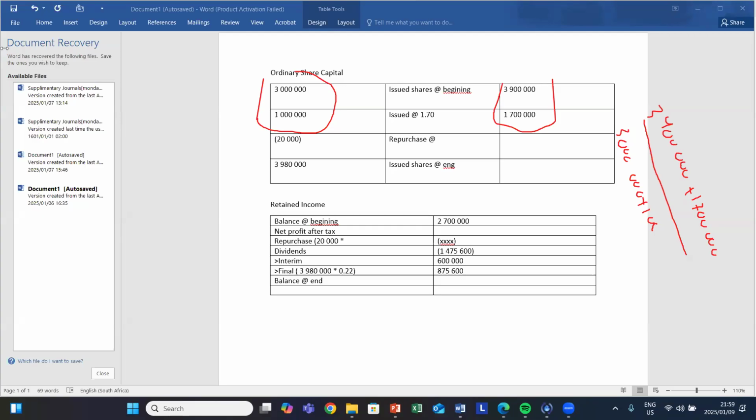So let's do it in a calculator. 3,900,000 plus 1,700,000, divided by 3 million plus 1 million, which amounts to 4 million. And then we'll get your average price as 1.4. So 1.4 will be your average price. You should get an amount of 140 cents. So that would be your average price.